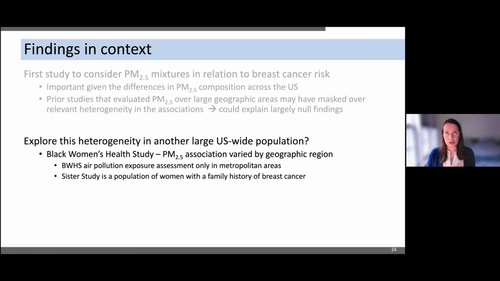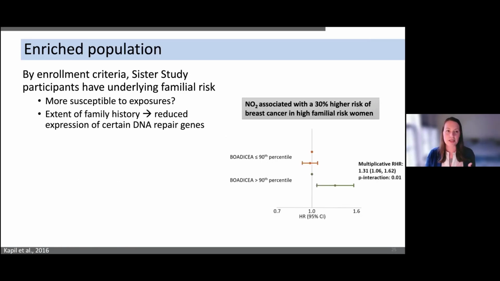But another potentially important difference is that the Sister Study is a population of women who all have a family history of breast cancer. And so when I was trying to reconcile these findings, I wanted to explore this a little bit deeper. Because of the Sister Study enrollment criteria, all of our participants do have this underlying familial risk of breast cancer.